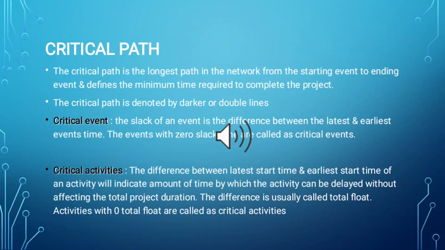Critical path. The critical path is the longest path in the network from the starting event to the ending event and defines the minimum time required to complete the project. The critical path is denoted by darker or double lines. Critical event. The slack of an event is the difference between the latest and earliest event time.